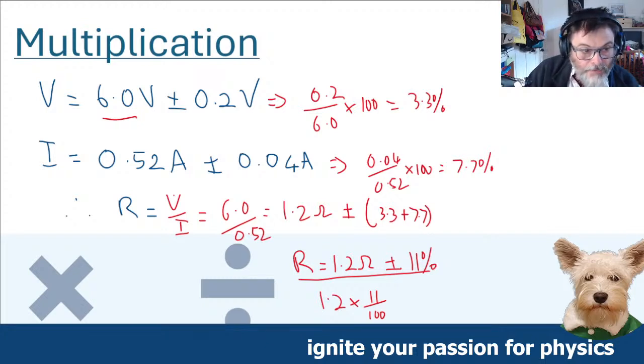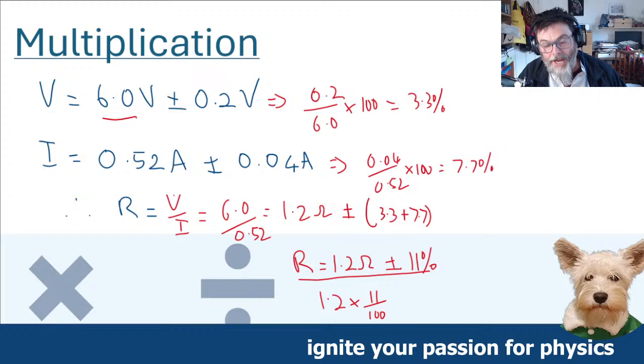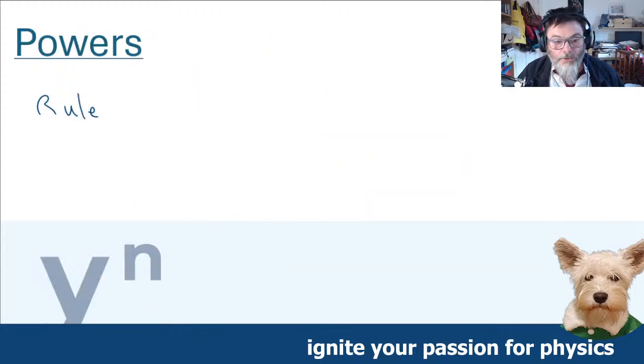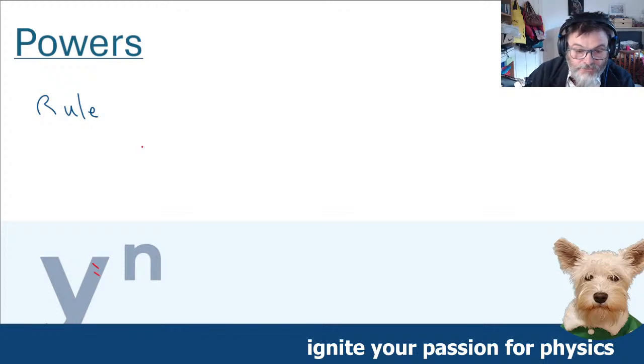So far then we've looked at what you do when you add or subtract, use the absolute values. What you do when you multiply or divide, use percentage values. But the last is what you do when you've got powers. So we've got the figure y to the power of n. So it could be r cubed. Yeah, r cubed's a good one, isn't it? Radius cubed to get the volume. So what you do with this, it's really straightforward. You take the percentage error and you times it by n.